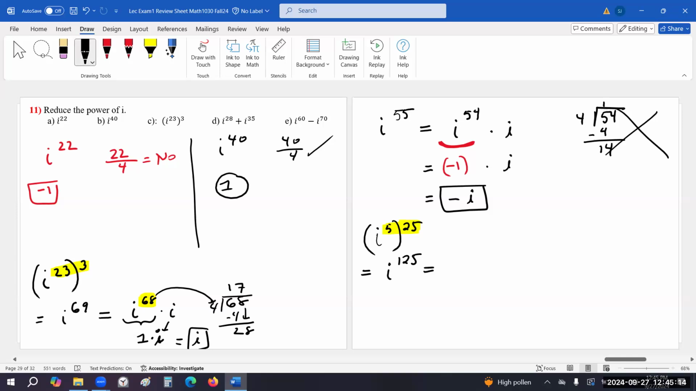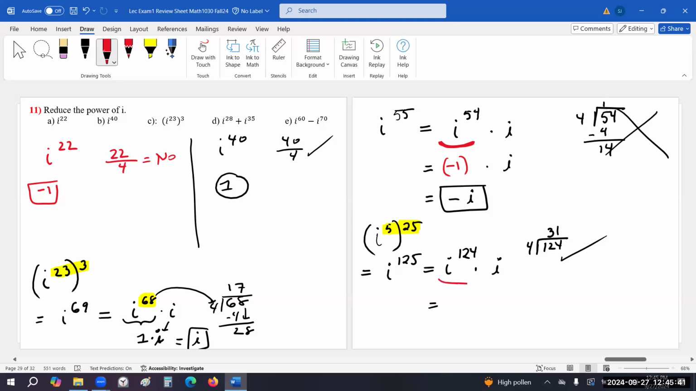Is it odd or even? Odd, right? 125. That means split. i to the what? 124, times a single i. Can we divide 124 by 4? 4 goes into 12 three times. 4 goes into 4 one time. So yes, it is divisible by 4.